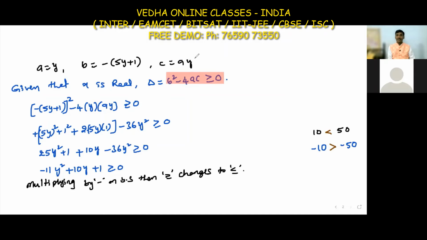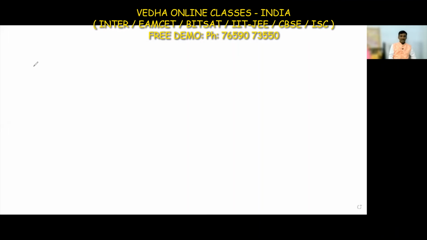Understood? Why we are changing and how we are changing, I am explaining the reason for it. Is it clear? This is very, very important. Greater than or equal to, we are going to change to less than or equal to, and change all the signs. The first one is negative, so it becomes positive here. So tell me the equation.